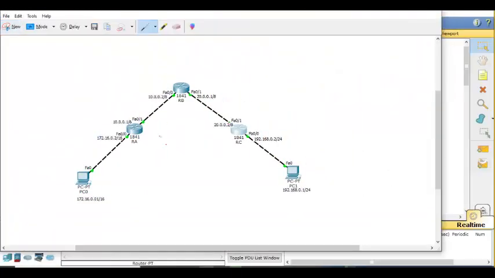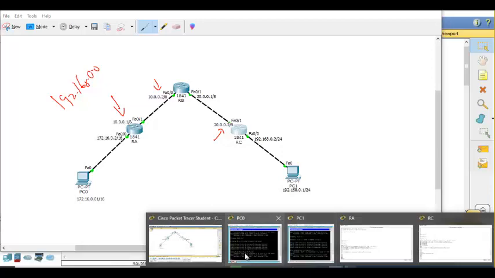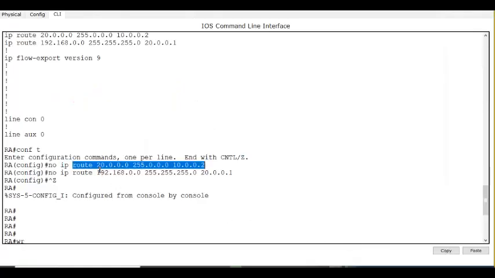You see, if this router does not know about the 192.168.0.0 network, where should I send the packet? Should I send it to 20.2 or 10.2? Tell me. 10.2. Why did you put 20.2? You need to send it to 10.0.0.2.